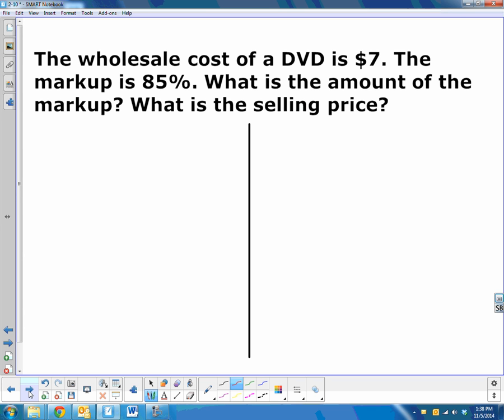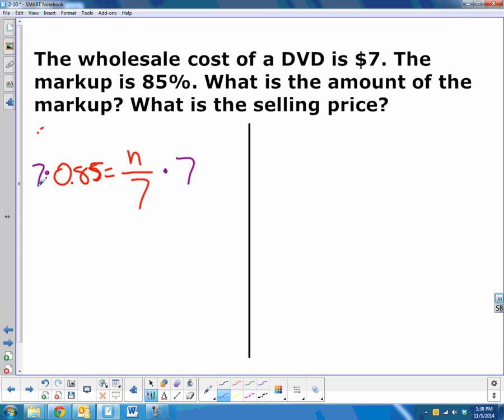The wholesale cost of a DVD is $7. That's the original. The markup is 85%. I'm going to change it to a decimal for this one. We don't know how much it's being marked up. Kind of like the problem I was working on earlier. Target buys a bunch of DVDs for $7 each, and we want to figure out how much they're going to sell that DVD for.